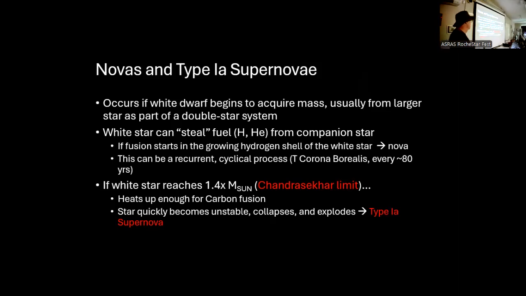So, anyway, the life of a white star can go one of two paths. It can either emit a nova, because what happens is as it emits a nova, it prevents itself from ever reaching this Chandrasekhar limit. So this can become a recurrently cyclical process. If it ever does reach the Chandrasekhar limit, then it explodes, and that's the end of the star. I mean, there is no white dwarf remnant when that happens. It's a very, very violent event.